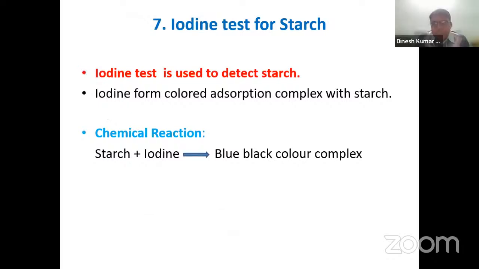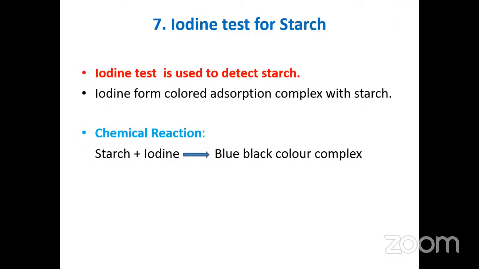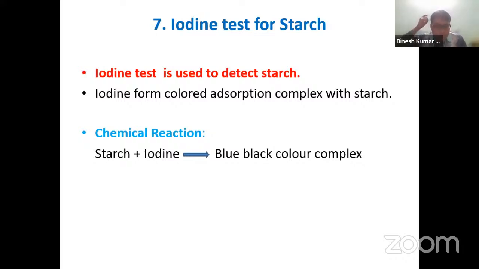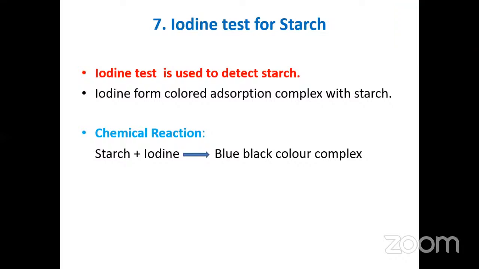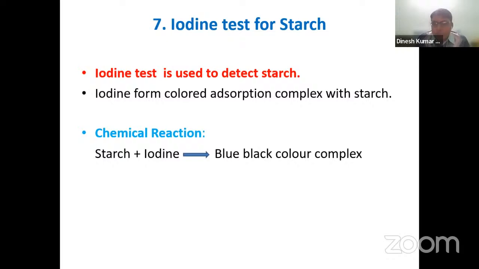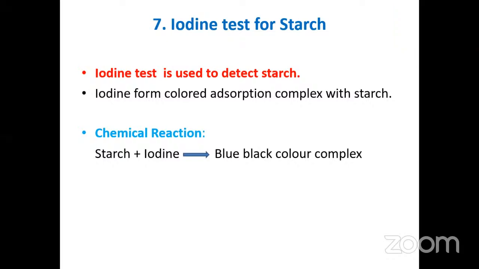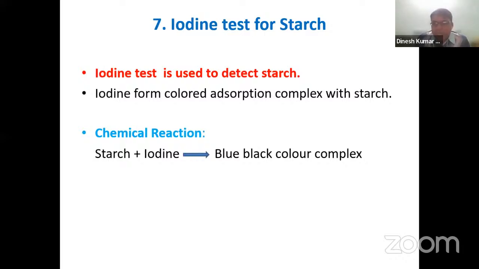For polysaccharides, we can do the iodine test, which is positive for starch. Generally, we take the starch from the plants, and the iodine test is a very simple test. You have seen the structure of the starch, that it is made up of amylose and amylopectin. So what happens? This iodine molecule gets adsorbed within the branching of the amylose and amylopectin, and because of this, it gives a blue color.